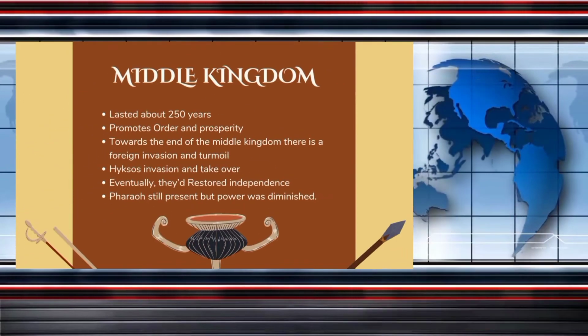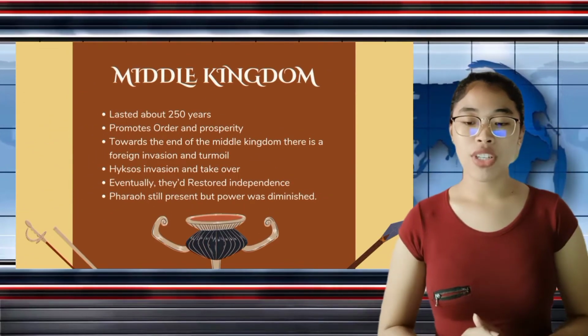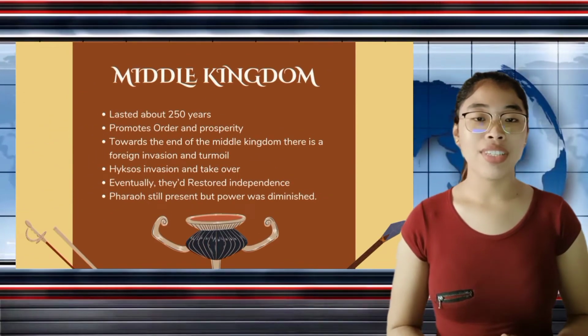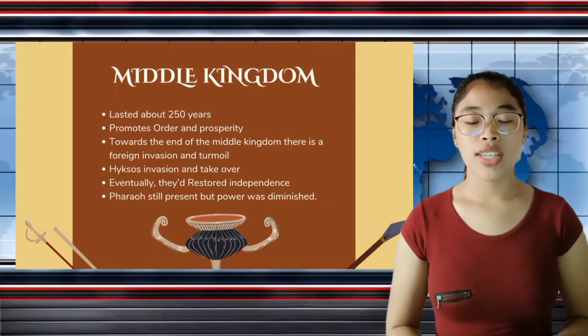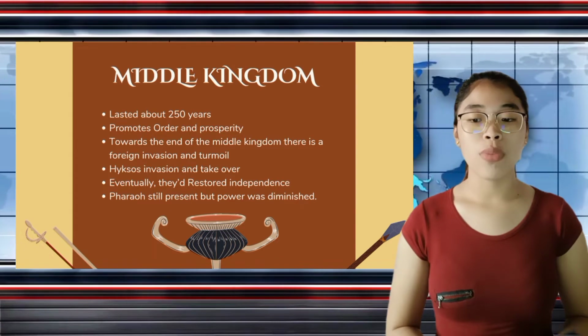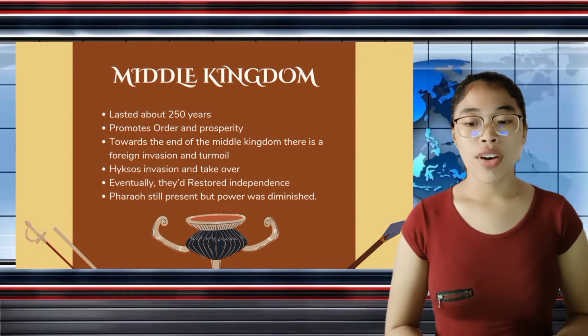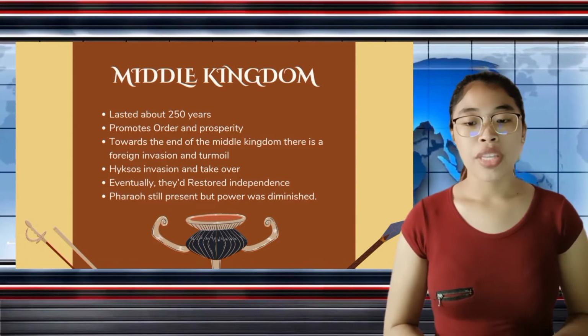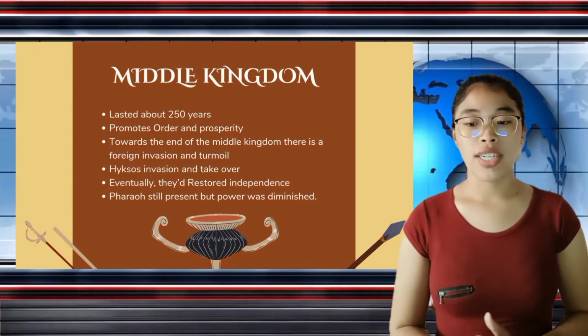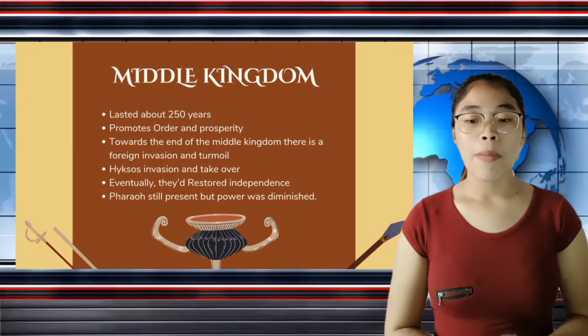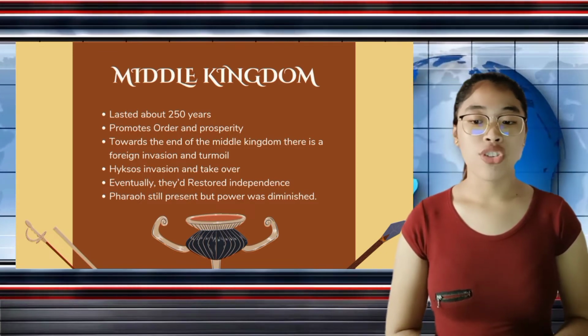So the Middle Kingdom of ancient Egypt encompasses the 11th and 12th dynasties and lasted about 250 years, incorporating the rule of Pharaoh Mentuhotep II and Pharaoh Amenemhat III. During this period, the population flourished in terms of art such as jewelry making, massive construction projects, and trade.